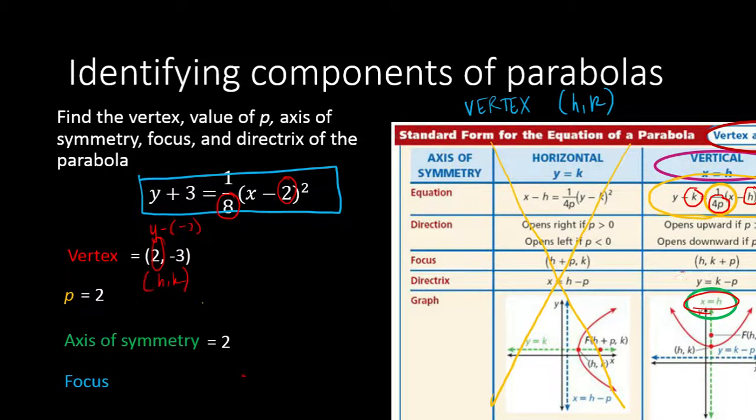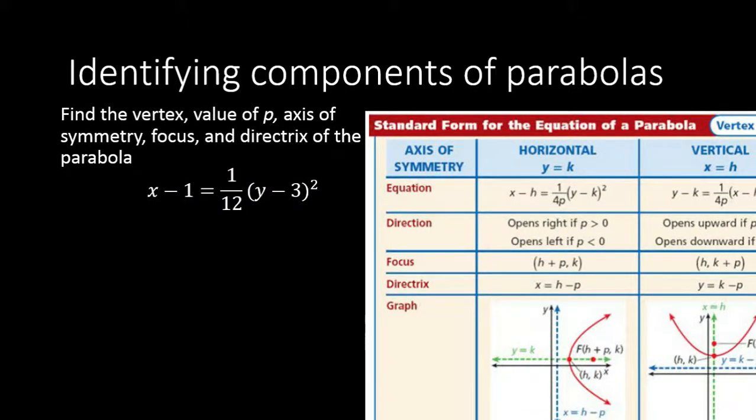My focus looks like it's defined by h, k plus p. Well, my h, as we know, is 2. My k is -3, but I'm going to add p, which is 2. So that's 2, -1, because -3 plus 2 is -1. Finally, my directrix says y equals k minus p. So k is -3, p is 2, so -3 minus 2. My directrix is y equals -5. So every bit of information you need exists on the table and in the equation.